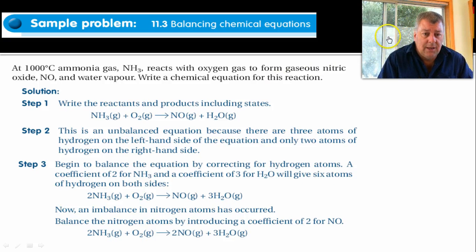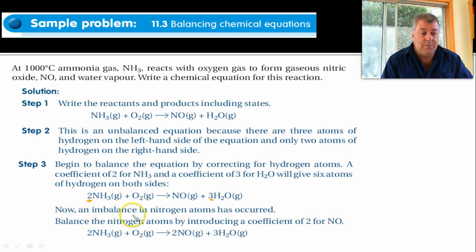Let's change colours. So we've got a 2 there and a 3 there. That gives us balanced hydrogens. But we've now got 2 nitrogens and 1 nitrogen. And over here, we've got 1 oxygen plus 3 oxygens, because that's 3 times oxygen. So that's 4 oxygens. And here we've only got 2 oxygens. So it's actually made the situation worse.